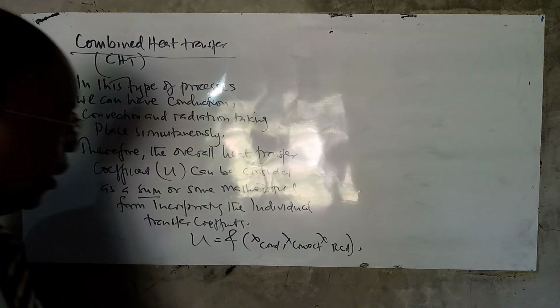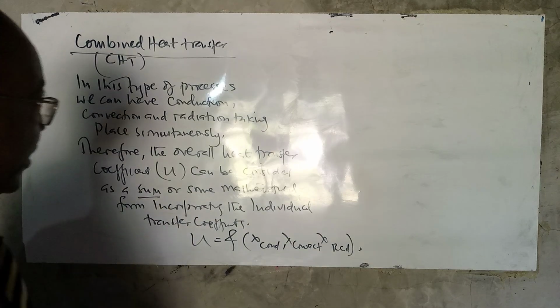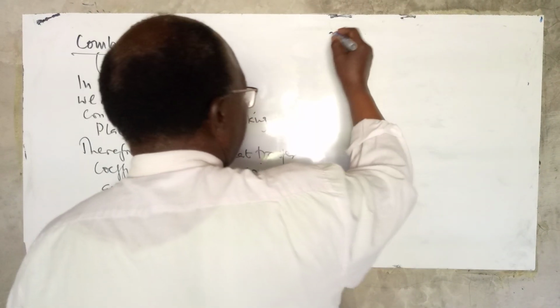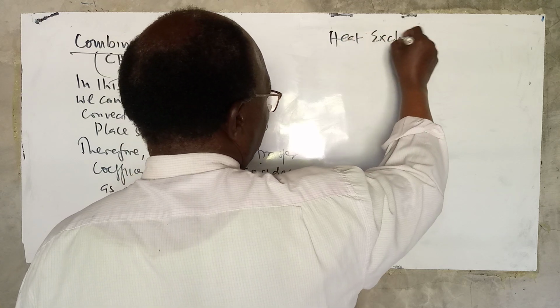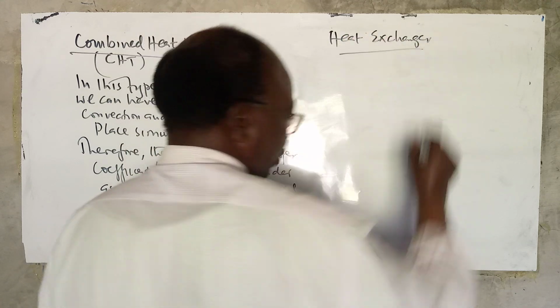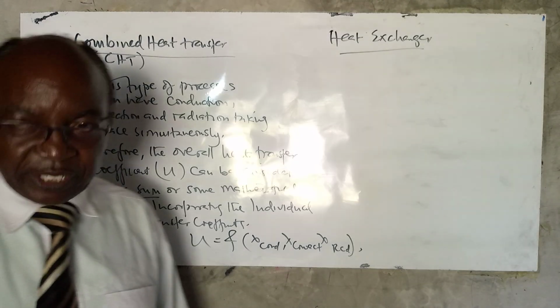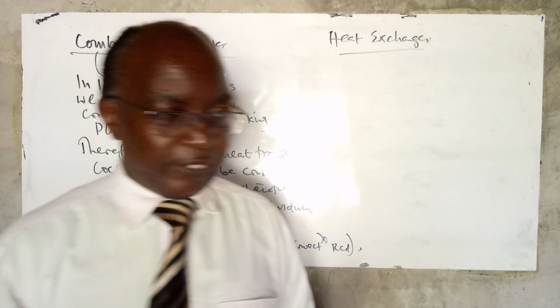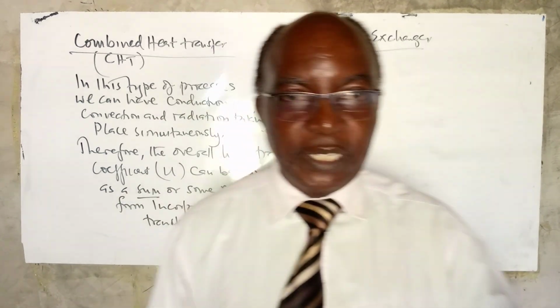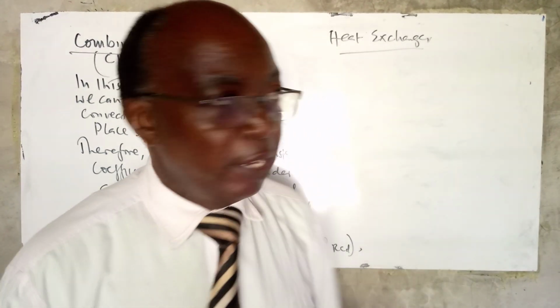Now, let us look at a case in a heat exchanger. What's a heat exchanger? A heat exchanger is a system where we have two fluids exchanging heat, or heat transfer between two fluids separated by a solid wall.